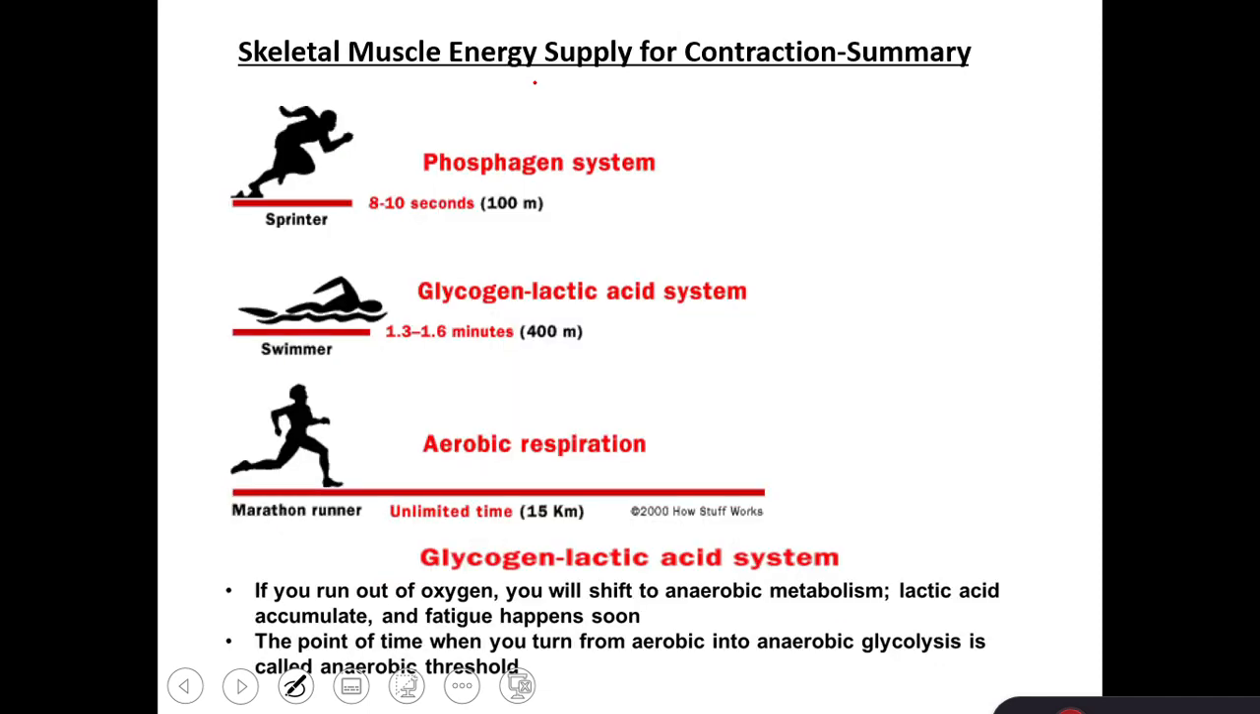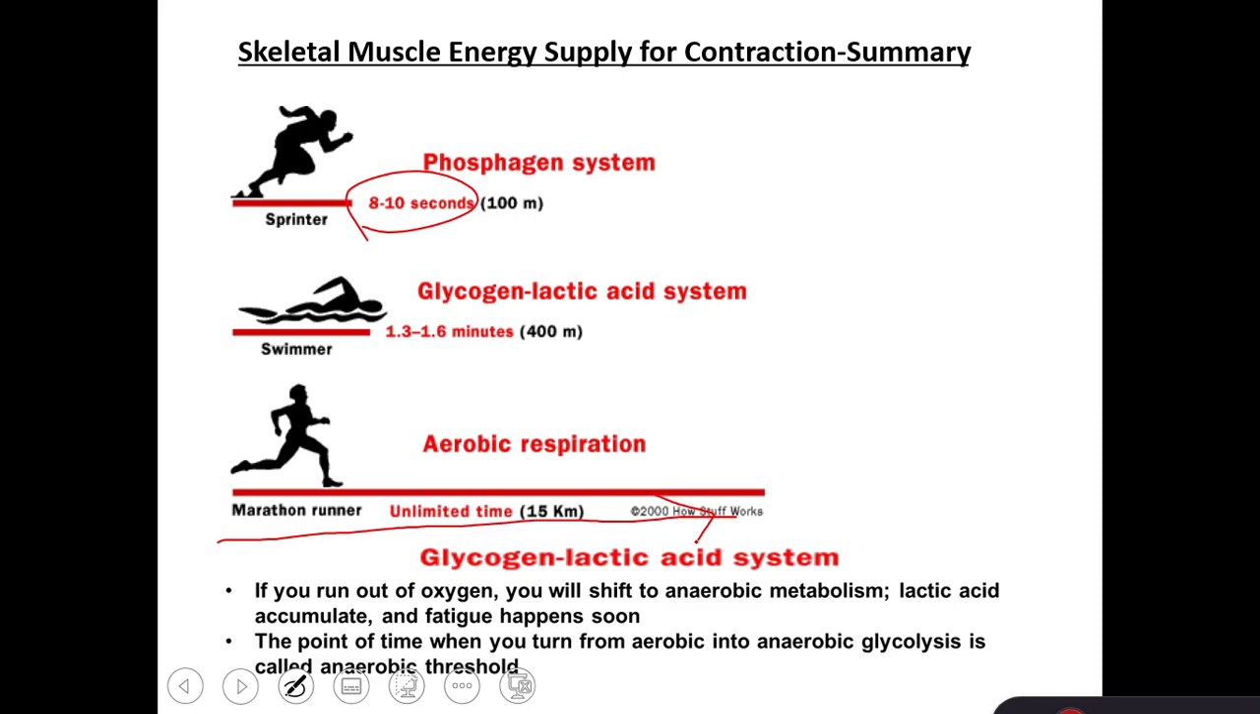So in summary, we have first the creatine phosphate that provides ATP for about 10 seconds. Then you go to the glycolysis that happens in the cytoplasm, and this provides ATP for about 1 minute on average. Then you go to the aerobic respiration, and this can continue for hours.